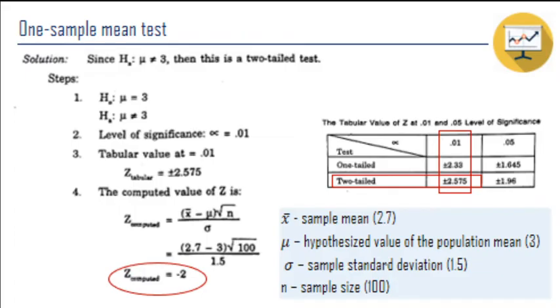Okay? So, the computed value of z is this. Let's apply the formula. Sample mean 2.7 minus 3, which is the hypothesized value of the population mean, times square root of 100, which is the sample size, all over 1.5, which is the sample standard deviation. What you will compute is negative 2. That's the answer. So, what will be our decision now?